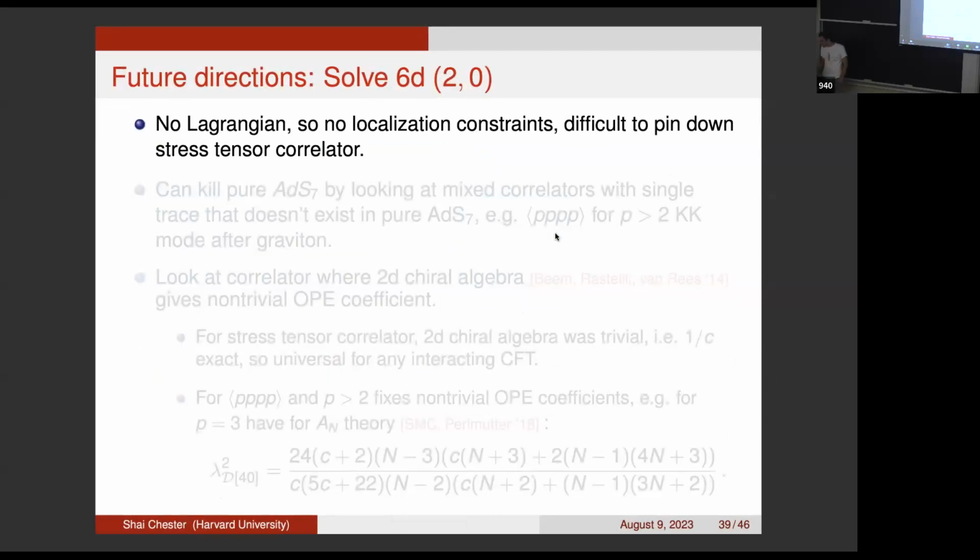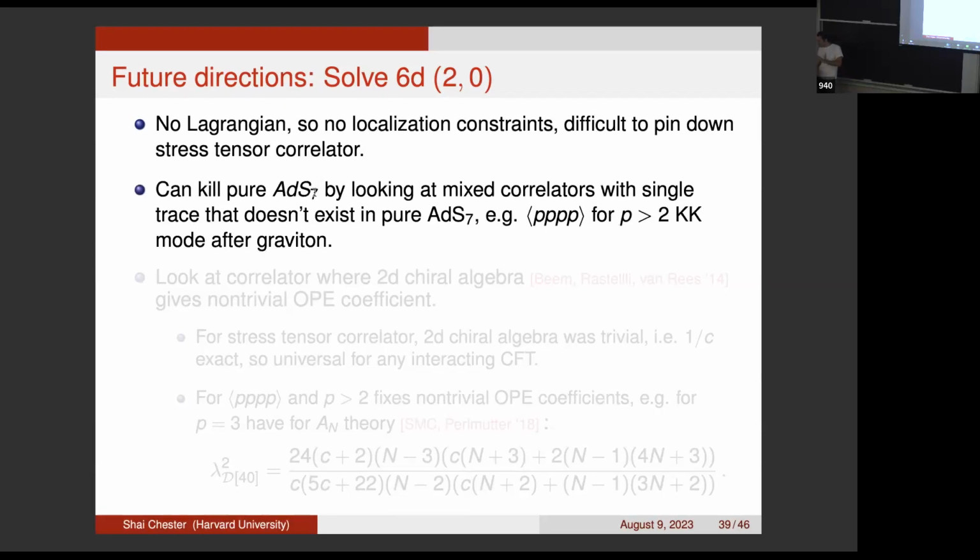So the future directions for 6D is, it's much harder to study than lower dimensions because it's a non-Lagrangian theory, so you don't have localization. So it's kind of like, what else can you put in? Now you could try to kill the pure AdS7 theory by looking at some mixed correlators of light single trace operators that just by definition don't appear in pure AdS7. So you could look at a 4-point function of half BPS operators at rank p where p is bigger than 2. Because this would basically correspond to KK modes, and so you'd be putting in by assumption the fact that there are KK modes. So that'd be one way of killing the pure AdS theory.